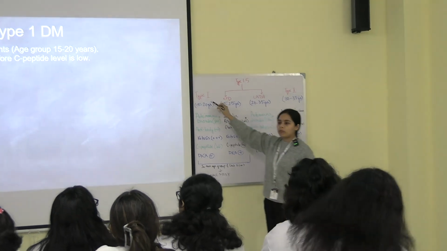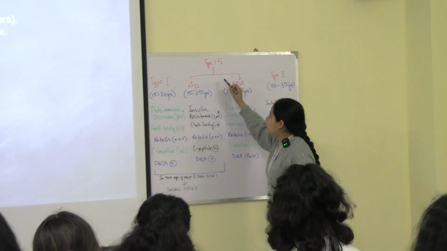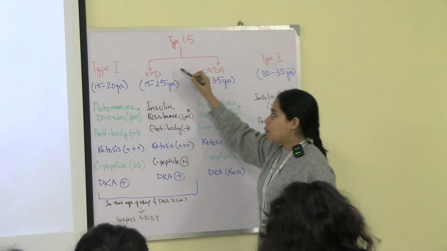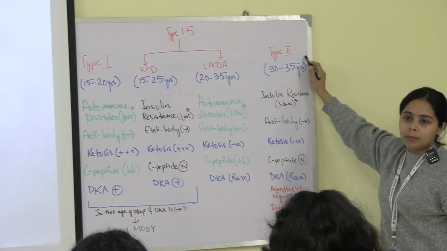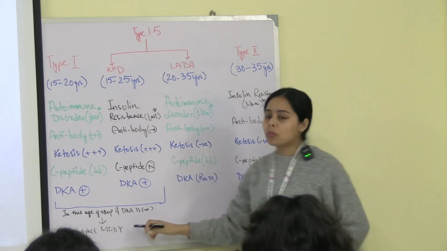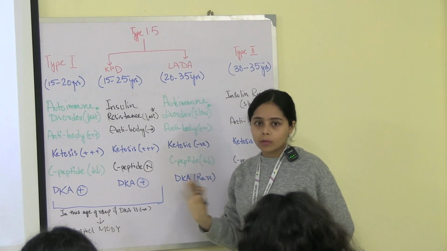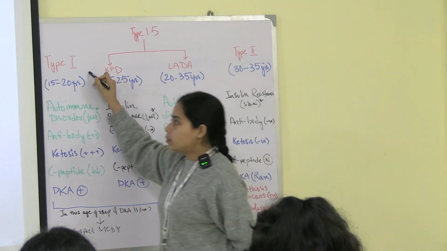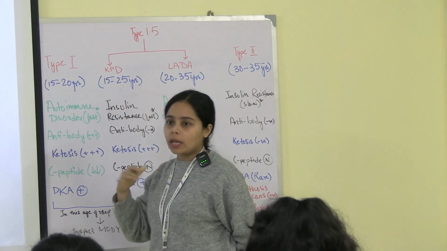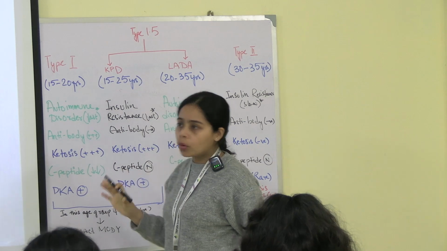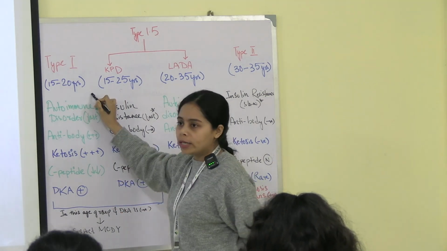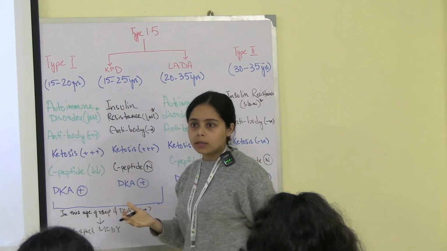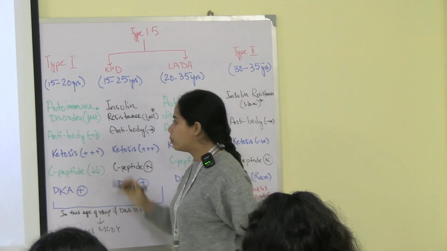Okay, so we have type 1 diabetes, then we have type 1.5, in that we have KPD and LADA, then we have our type 2 diabetes, and we have our MODY, right? Okay, so in type 1, the average age of presentation of the patient will be 15 to 20 years, which means young adults, the adolescent period.